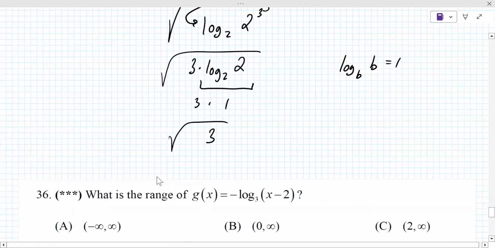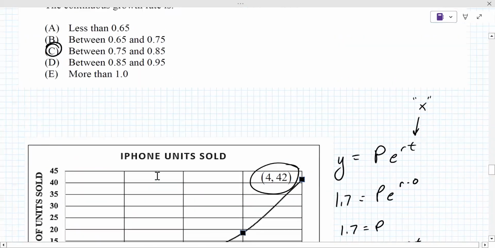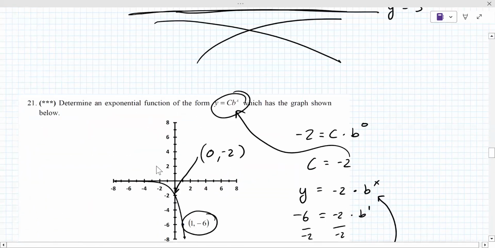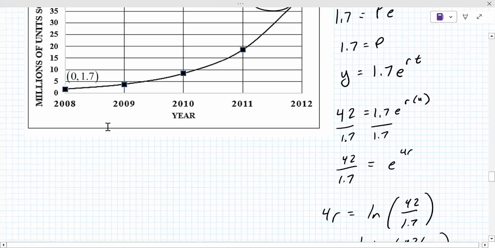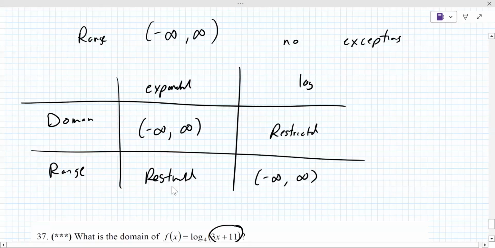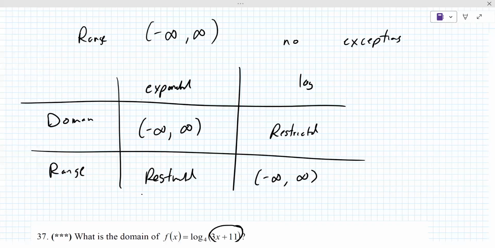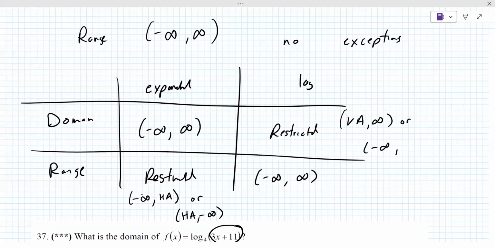Sure, yeah. Okay, I'm going to go back to a problem where we talked about a vertical asymptote. Actually, here we can look at this one. So see how the range is bounded above by this right here. Right. So the range in an exponential, the restriction is either minus infinity to the horizontal asymptote, or it's the horizontal asymptote to infinity. For the log, it's the vertical asymptote to positive infinity, or it's minus infinity to the vertical asymptote.